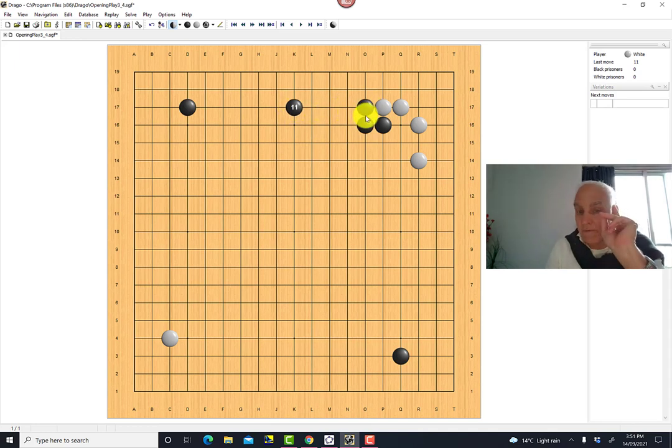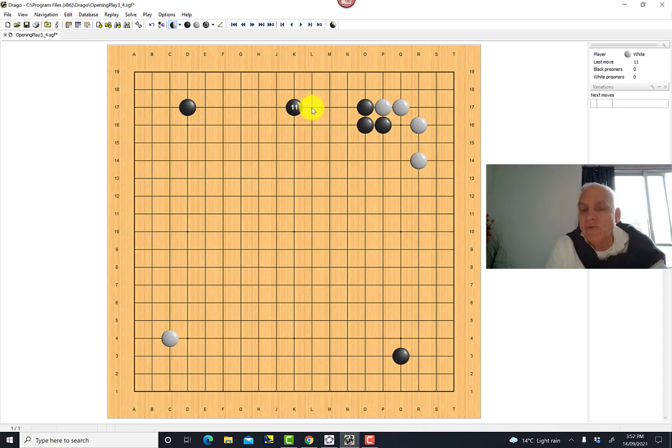As a general rule of thumb, if you have a wall of height n, then you're allowed to jump n plus 1 points to make an extension. You may remember if there was a single stone here, then the usual extension is sort of like 2 points. You jump over 2 points. Here there's a wall of two stones facing this way, and so black is entitled to play over here. So this is a kind of an optimal move.